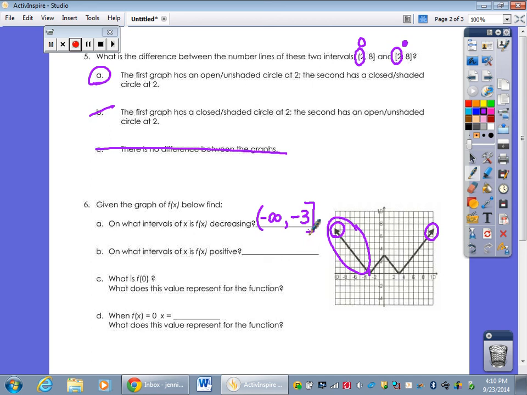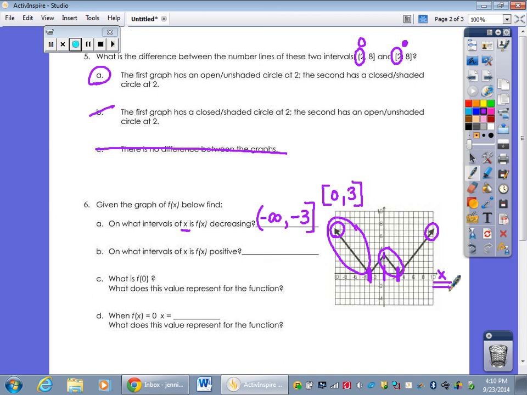And then the other spot where it's decreasing is this spot right here, which is actually from 0 to, what is that, 3? So also from 0 to 3, including both of those. Now again, it asked what intervals of x, so we're going to be using the x-axis to tell our numbers. Okay, so that's why we did negative infinity to negative 3, and that's why we did 0 to 3, because we were looking on the x-axis, because it asked on which intervals of x.